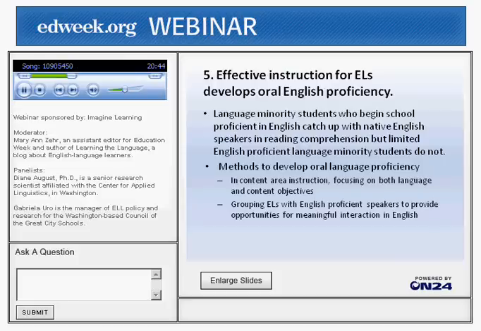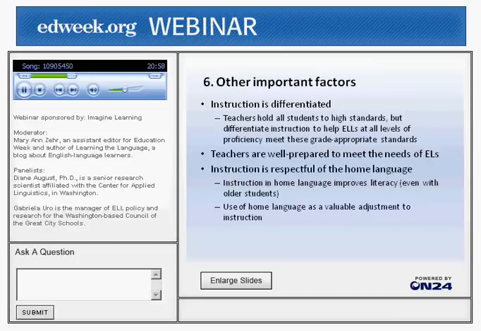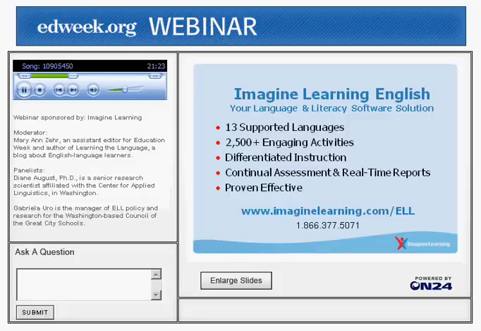Methods to do this, just briefly, is make sure in content area instruction we focus on both language and content objectives, and again, to group ELs with English proficient students to provide meaningful opportunities for interaction in English. Other important factors: differentiating instruction, making sure teachers are well prepared to meet the needs of ELs, and a lot of ELs are integrated into content area classrooms. We need to ensure these content area teachers are well prepared to teach ELs in their classroom, and again, to make sure our instruction is respectful of the home language. And that's it. Thank you very much.